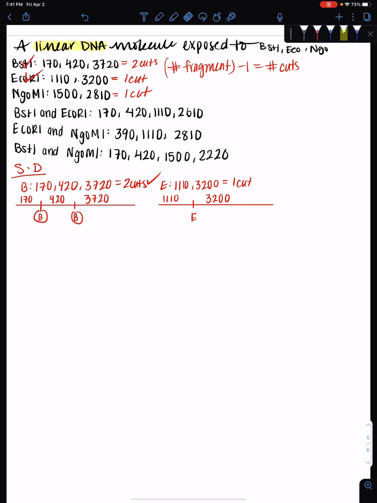Now let's do N. So we got 1500 and 2810. Let's draw a line. So there's 2 fragments, that's 1 cut. So we'll make 1 cut with N. This smaller area could be 1500, and this larger area is going to go to the bigger number, which is 2810. So let's now do our double digests.